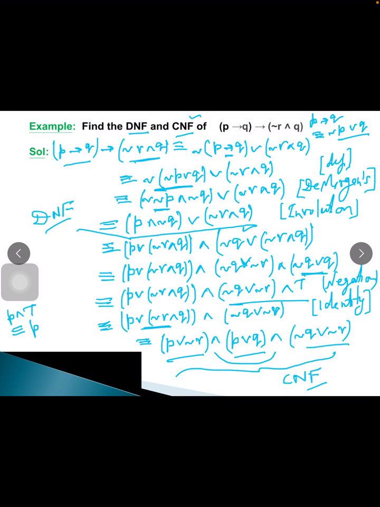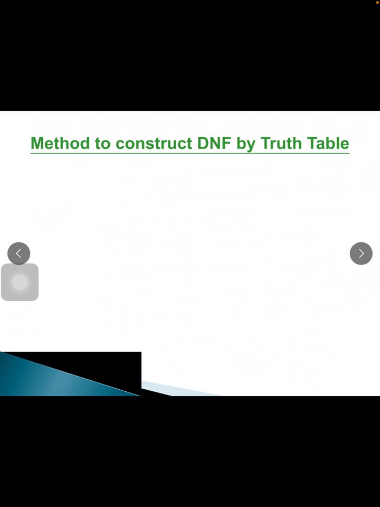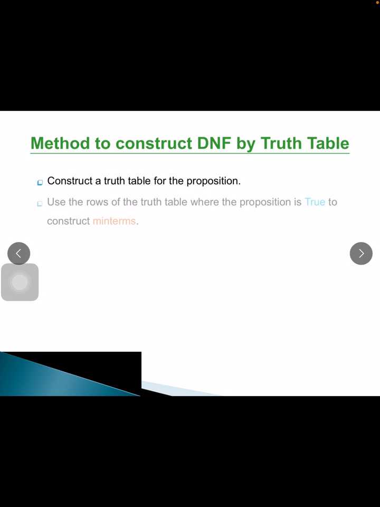Okay. So now next is the method to construct the DNF by truth table. That was the method to find the DNF and CNF if you have any expression. Now how to find the DNF by the truth table? First you need to find the truth table of the given proposition. After that, use the rows of the truth table where the proposition is true to construct min terms.